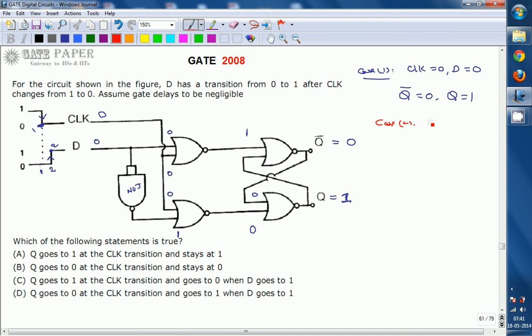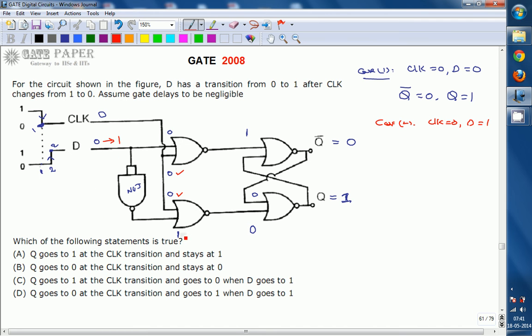Case 2: clock equal to 0, but D has taken a transition from 0 to 1. So D is equal to 1, clock equal to 0. Clock equal to 0 means the inputs wherever the clock is applied don't change. This input is alright and this input is also alright, because the clock input has not changed, but D is changing from 0 to 1.